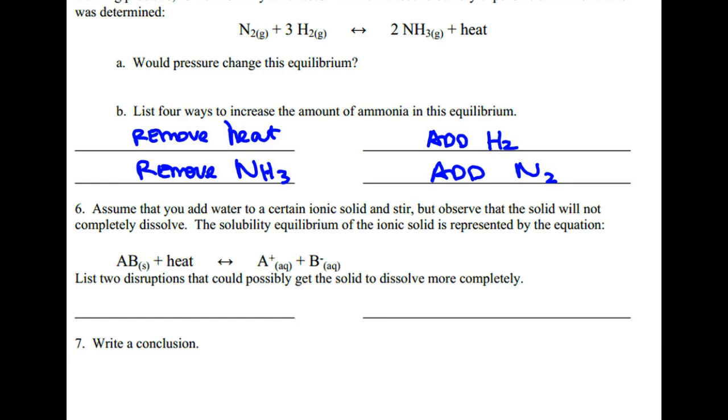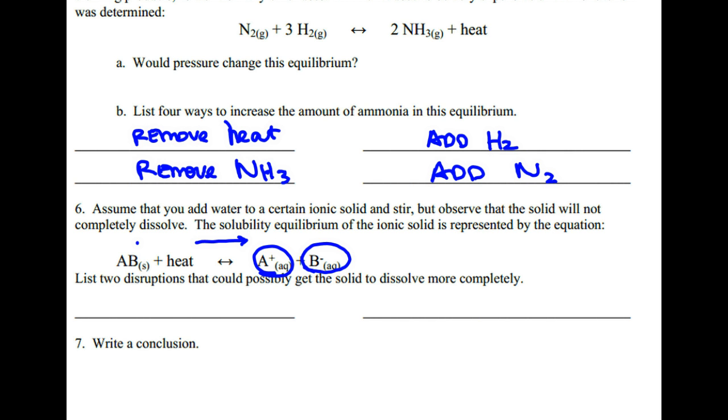For number 6, assume that you add water to an ionic solid and it dissolves. What you have is AB as a solid plus heat, giving up or ending up becoming ions of A and B. List 2 disruptions that could get the solid to dissolve more completely. So we should see that here's the solid, and by dissolve what we mean is going this way to its component ions. It's a dissolution of A and B, or AB, the molecule rather.